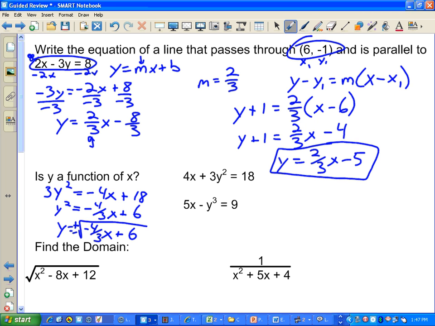Now, with that plus or minus, if I pick an x value, let's say I pick 0. If I put 0 in for x, I'm going to get positive square root of 6 and negative square root of 6. If I'm putting one x value in, I'm getting 2 y values out. And on my graph, when I put in 0, I'm getting positive square root of 6 and negative square root of 6. I'm failing the vertical line test. This is not a function.